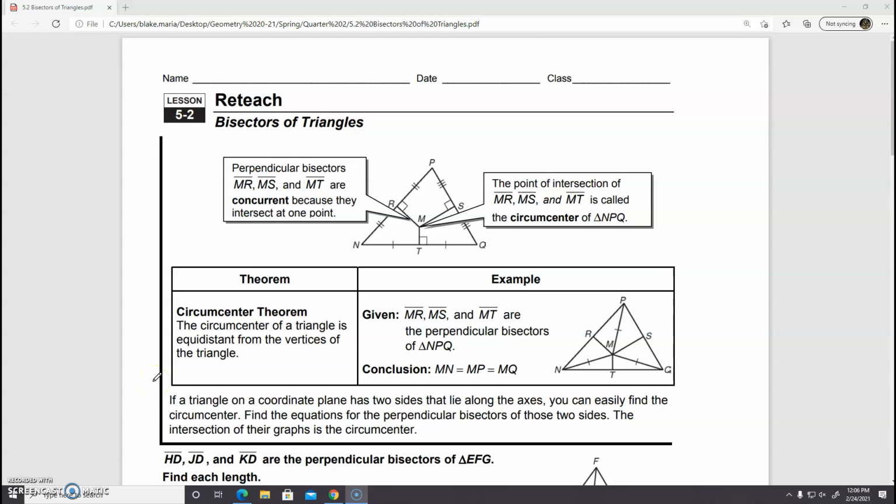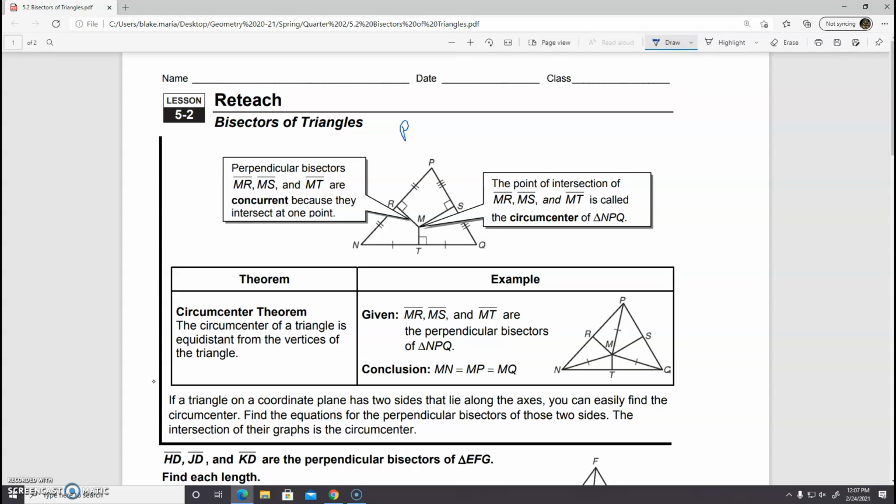All right, we're moving on to section 5.2 today. So 5.2 is about bisectors. So we're going to talk about perpendicular bisectors and angle bisectors in this section in reference to triangles. So in a triangle, you have three sides, which means you have three possible perpendicular bisectors.